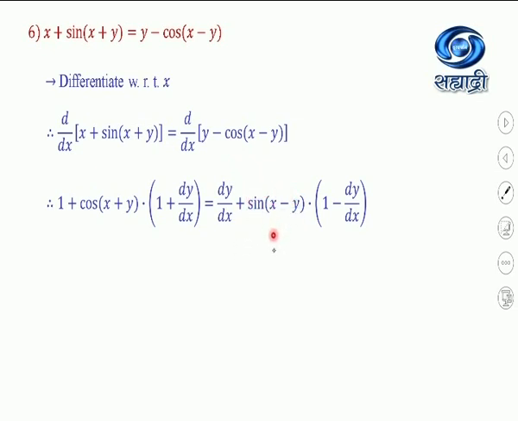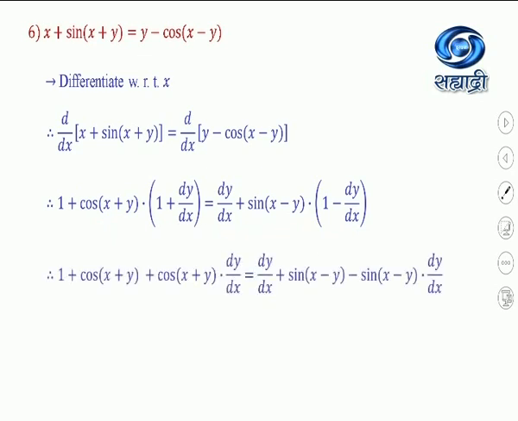And derivative of x minus y: derivative of x is 1, and derivative of y is dy by dx. So we get this step. Now it can be written as, see here, 1 as it is. Cos x plus y into 1, that is cos x plus y. Cos x plus y into dy by dx. On the right hand side, dy by dx as it is. Sin x minus y into bracket, that is sin x minus y into 1, that is sin x minus y. Sin x minus y into dy by dx with negative sign. So we write minus sin x minus y into dy by dx.